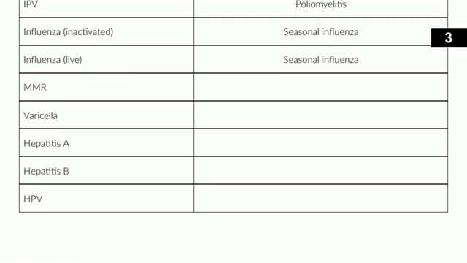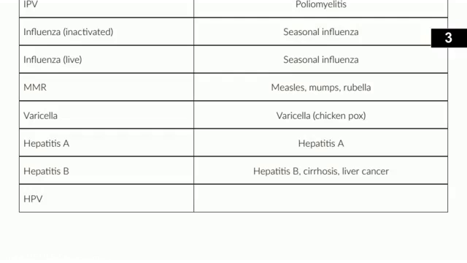The MMR vaccine prevents measles or rubeola, and then mumps and rubella. The varicella vaccine prevents varicella, which is chickenpox. Hepatitis A vaccine prevents acute hepatitis A, and the hepatitis B vaccine prevents acute hepatitis B. And therefore, it also prevents chronic hepatitis B, which can lead to things like cirrhosis and hepatocellular carcinoma.